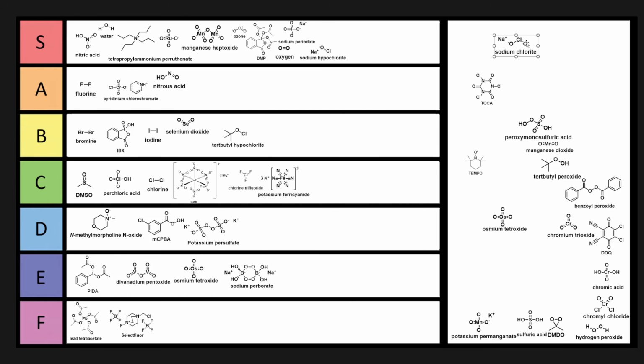So you kind of have to quench the stuff you generate with it, but if you add in stuff to quench it, it's not too bad. So I think sodium chlorite probably belongs in A tier. You can comment down below to let me know what you think.